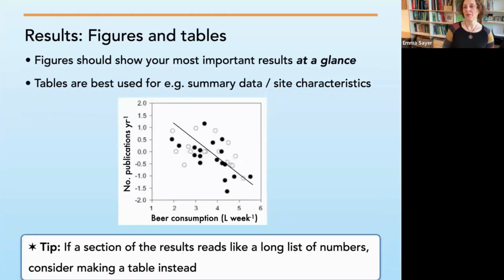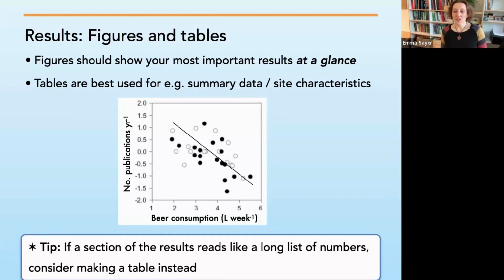And that brings us to figures and tables in the results. So as I said, figures should show the most important results at a glance. The graph here, it's obviously a bit of a joke, but you can see very, very clearly that as the number of publications declines, the beer consumption increases. How it's plotted, you could say you're drinking more because you have fewer publications, or your beer drinking is contributing to the number of publications you write, but the relationship is really, really clear.